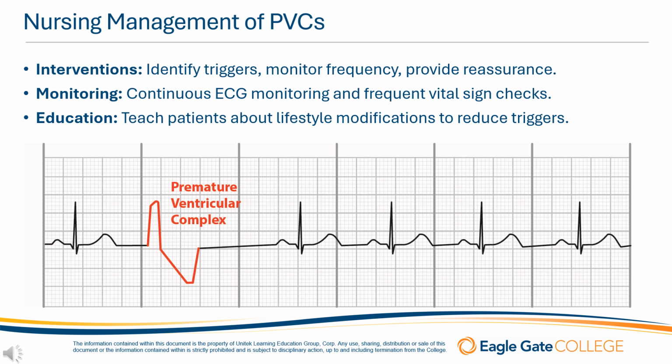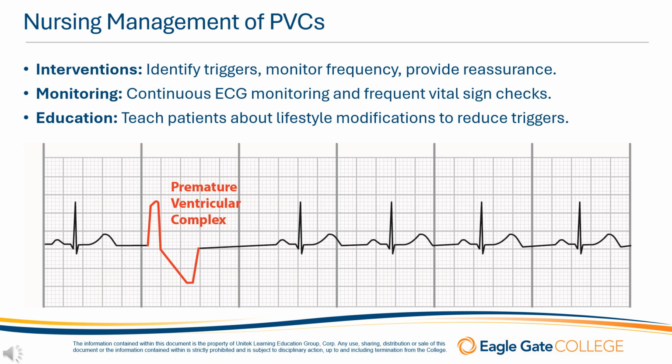It is essential to monitor the frequency and pattern of PVCs. This can be done through continuous ECG monitoring or regular checkups. Keep track of the number of PVCs and any patterns that emerge, such as their occurrence at specific times of the day or in response to certain activities or stressors. Documenting the frequency and patterns helps in evaluating the effectiveness of interventions and making necessary adjustments to the care plan.